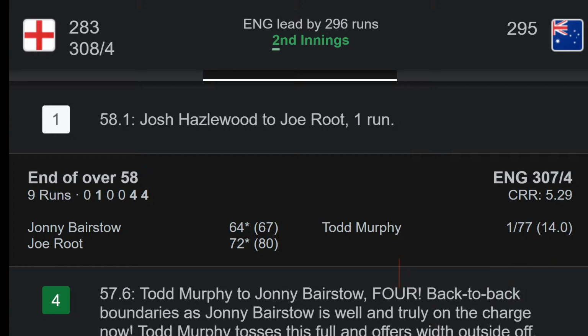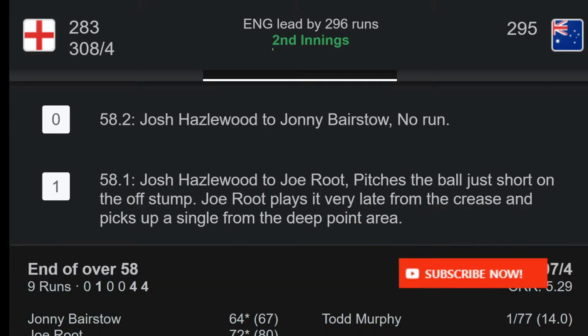England versus Australia. The fifth Test, the Ashes series, third day's match. In the second innings, England are 308 for the loss of 4 wickets. England lead by 296 runs. Josh Hazlewood to Joe Root, pitches the ball just short on the off stump. Joe Root plays it very late from the crease and picks up a single from the deep point area.